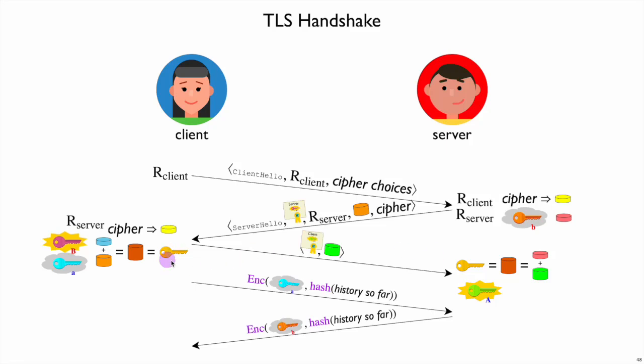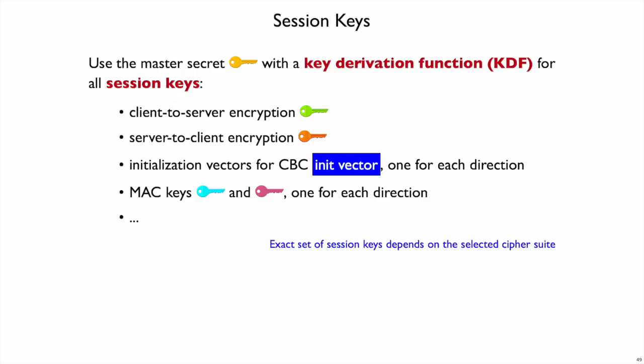Once the client and server have this shared secret represented by the gold key, and they've authenticated in as many directions as needed, then in principle we're ready to just communicate using that key as, say, a stream cipher. But TLS is a little bit more complicated. This master secret is actually going to be turned into multiple individual keys that are used for different parts of the communication.